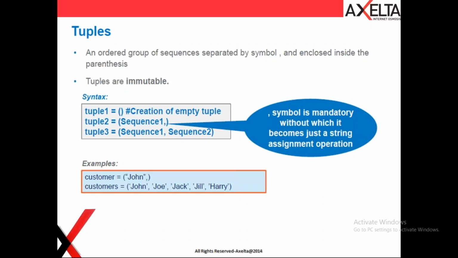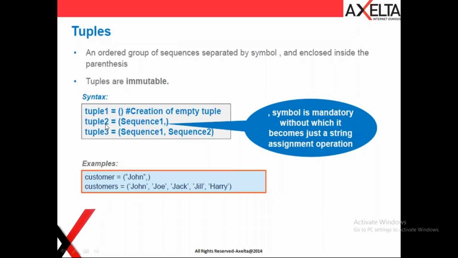For example, tuple. A tuple is a data structure which can store any kind of data. Any kind of data means it can store integers, and you can mix types. For example, I am creating a tuple. A tuple can be created by making use of two parentheses. So tuple1 is equal to two parentheses. This is an empty tuple.